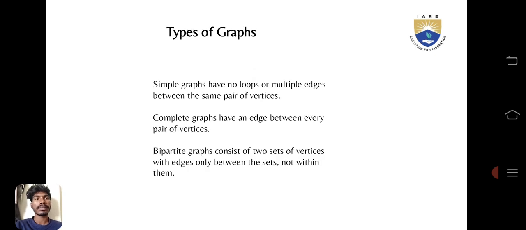Types of graphs. Simple graphs have no loops or multiple edges between the same pair of vertices. Complete graphs have an edge between every pair of vertices. Bipartite graphs consist of two sets of vertices with edges only between the sets, not within them.